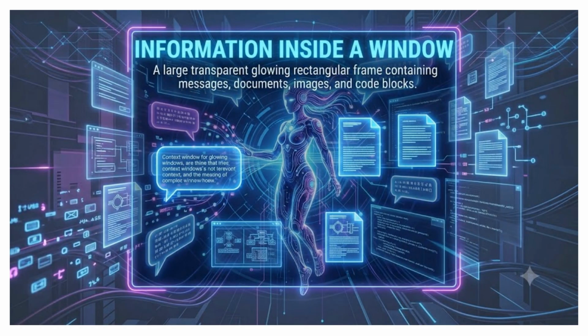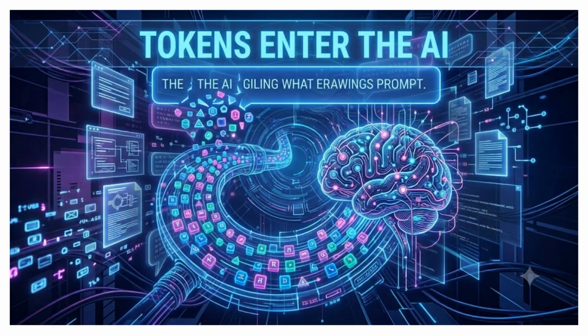This is the context window. Think of it as a workspace that holds everything the AI needs to answer your question. It can include your current prompt, previous messages, uploaded documents, images, and even earlier AI responses. As long as this information stays inside the context window, the AI can understand the full conversation and respond more accurately.